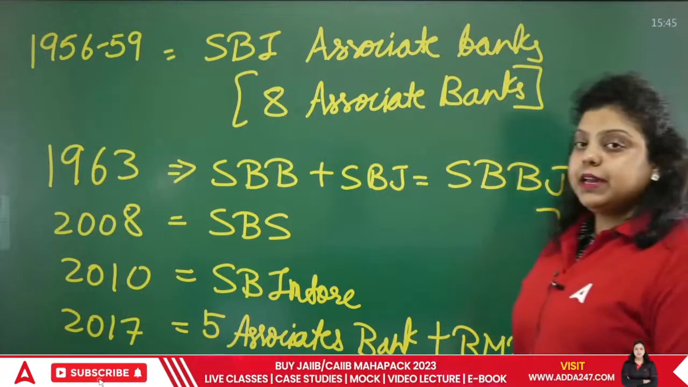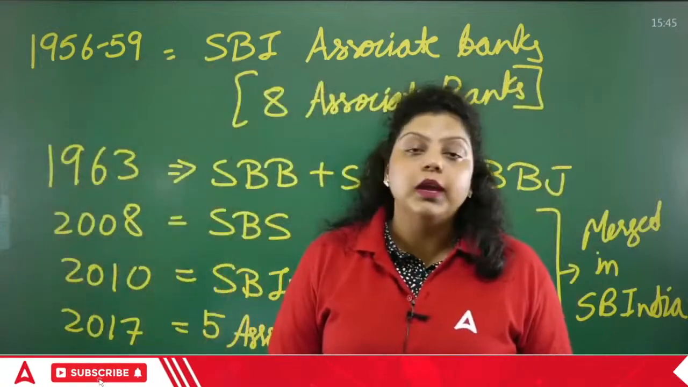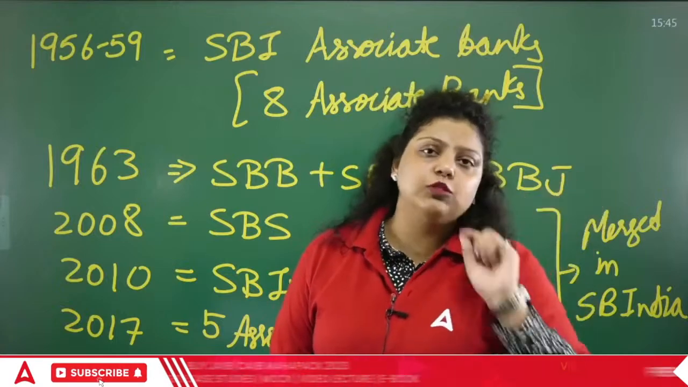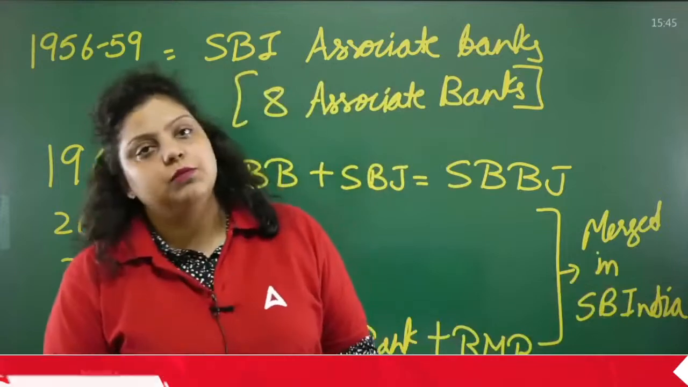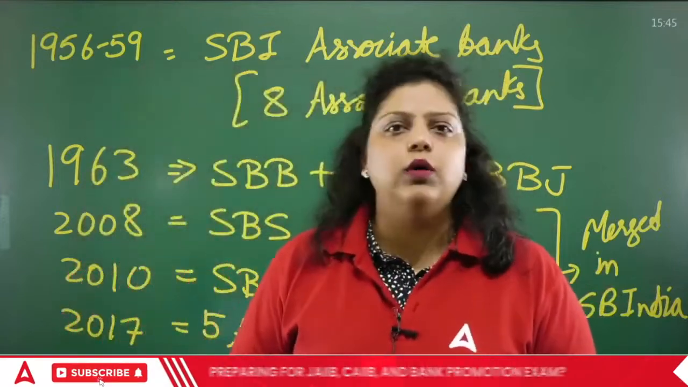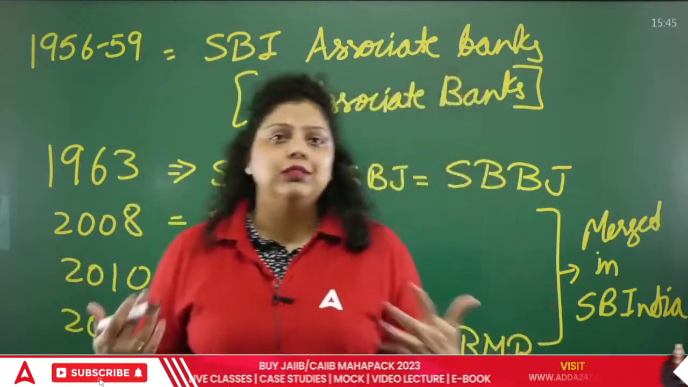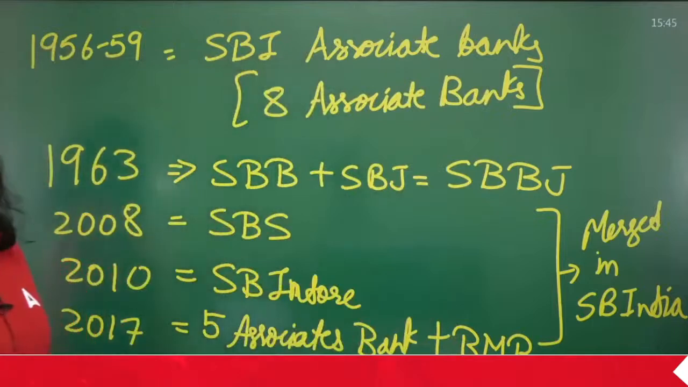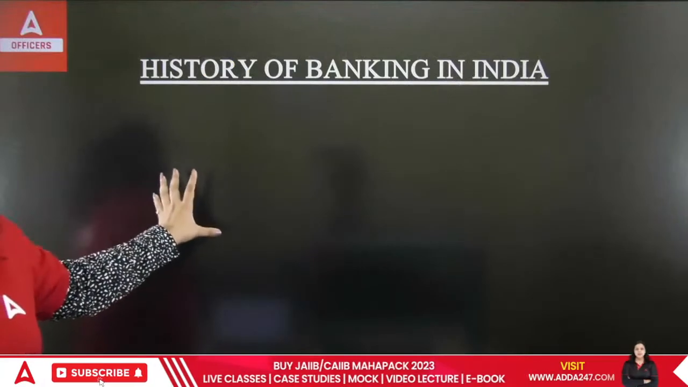So do remember, there used to be 8 associate banks of SBI, but now there is no associate bank of SBI because all have been merged. And SBI is the largest public sector bank of our country, and the reason behind it is that a lot of banks have been merged with the SBI. So it's very obvious SBI will have more branches, more customer base, more deposits, more capital to run the bank. And that's how SBI became the biggest bank of the country. Clear? So this is what we have discussed in the history of banking in India.